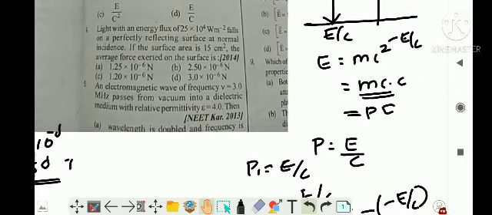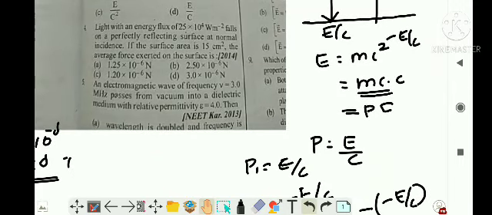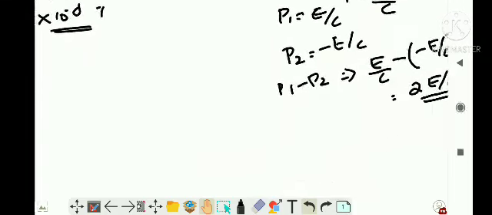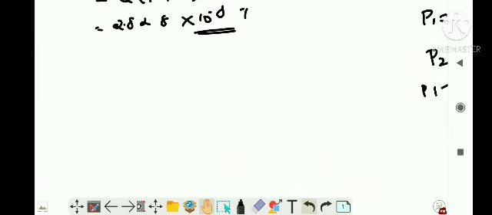Light with an energy flux of 25 into 10 to power 4 watt per meter square falls on a perfectly reflecting surface at normal incidence. If the surface area is 15 centimeters square, the average force exerted on the surface is. Now this is a different question, guys. I'll write it here. How can I solve the fourth question?